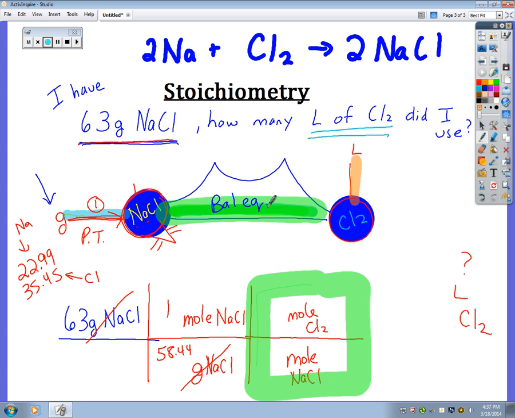So what's my balanced equation? Well, if you look, go and use this right here. I've got 2 sodium chlorides for every 1 chlorine. So what are my coefficients? Well, you look at what's in front of NaCl, and what do you have?